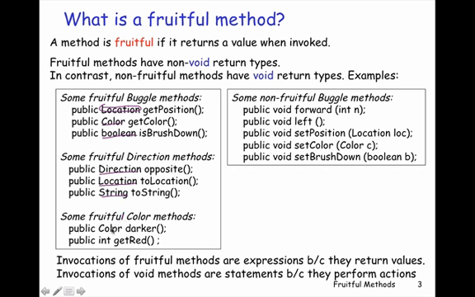In the color contract, if you ask a color to have a darker color, you get another color back. If you ask to get the red component, you get an integer back. So all these examples are examples of fruitful methods.